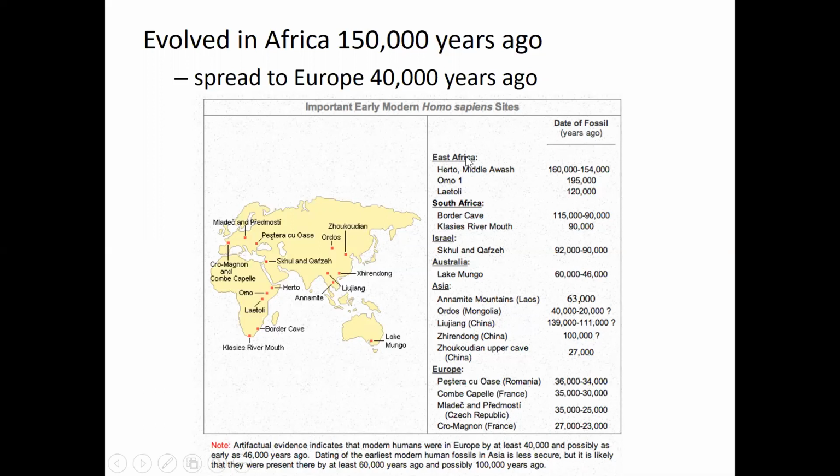So you see the date of the fossils, in years ago. In East Africa, we see 160, 154,000 years ago. South Africa, 115 to 90,000 years ago. Africa, 92 to 90.